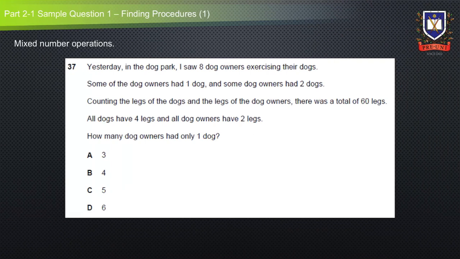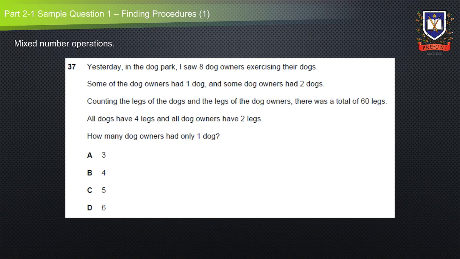Now let's look at this example of a mixed number operations finding procedure question from the selective sample thinking skills exam. Yesterday, in the dog park, I saw 8 dog owners exercising their dogs. Some of the dog owners had 1 dog and some dog owners had 2 dogs. Counting the legs of the dogs and the legs of the dog owners, there was a total of 60 legs. All dogs have 4 legs and all dog owners have 2 legs. How many dog owners had 1 dog?